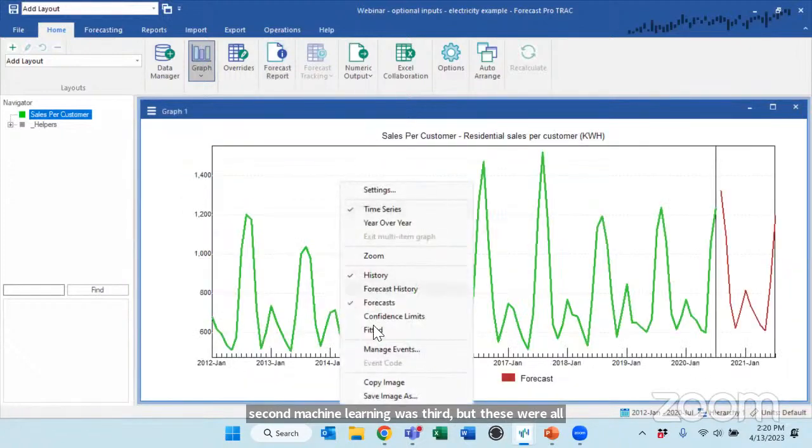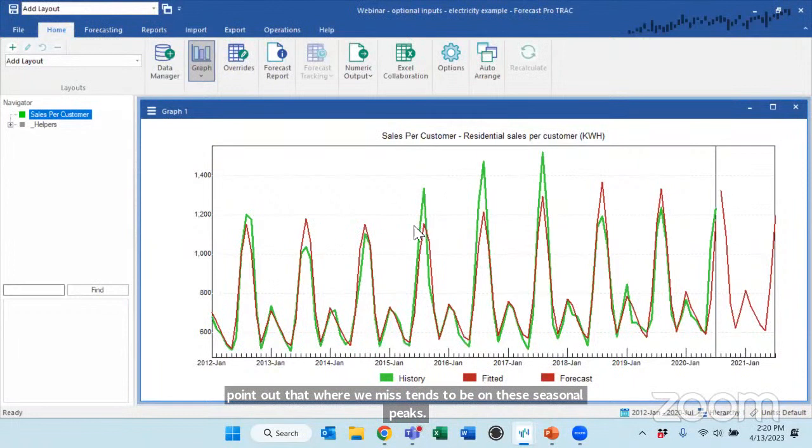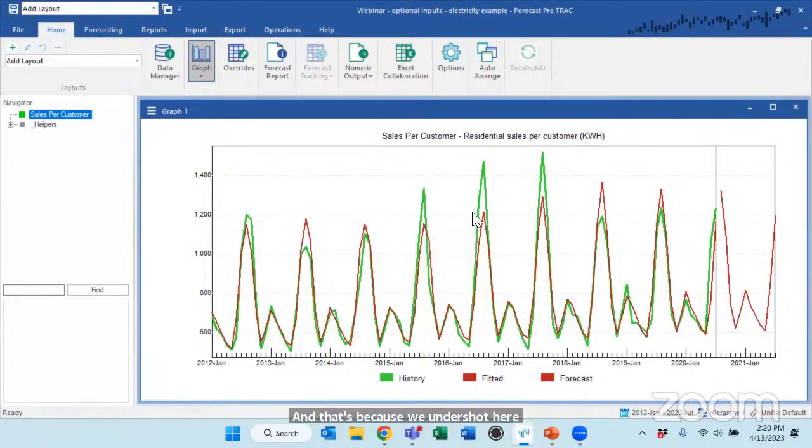Okay. I'm going to add our fitted values. And I'm going to point out that where we miss tends to be on these seasonal peaks. And furthermore, what you can see, if you look at, say, this one, we put the fitted value here, the actual is here. So we undershot. Smoothing models are adaptive, and notice that the next peak has gone up. And that's because we undershot here. So it said, aha, the seasonal peak is getting bigger, let's forecast it bigger. And we still undershot, so it made it even bigger. And we still undershot, so it made it even bigger. But we had a mild summer, and we dramatically overshot it here. So the model's pretty good. It is tracking the seasonal pattern very well, but it's not getting certainly the peaks correct. And that's because they're temperature driven.